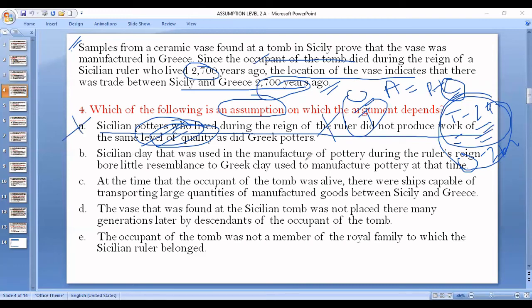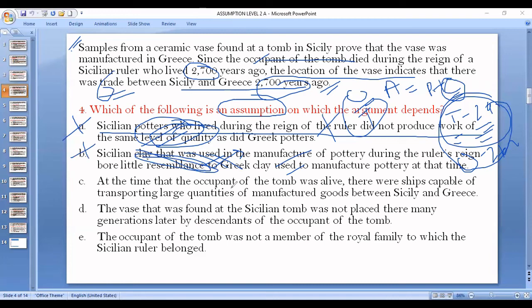Option B: Sicilian clay that was used in the manufacture of pottery during the ruler's reign bore little resemblance to the Greek clay used to manufacture pottery at the same time. Now, it is about clay versus clay resembling. Here we are creating the relation of trade 2700 years ago, right? It is about the trade relation between two countries that was 2700 years ago, not about the resemblance of the clay. What if it does resemble? Can we say that there was trade? Because there can be many possibilities, and it is possible that if they are nearer, of course the clay will logically be the same. Hence option B out.